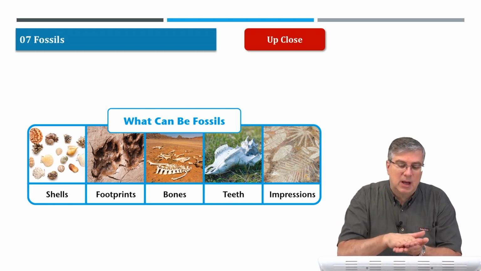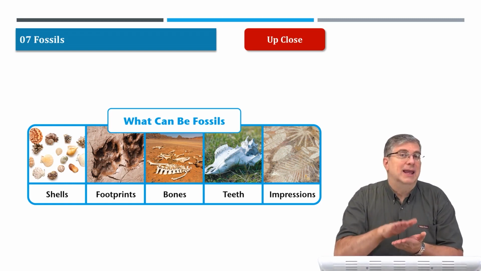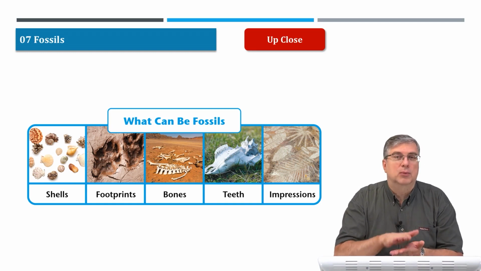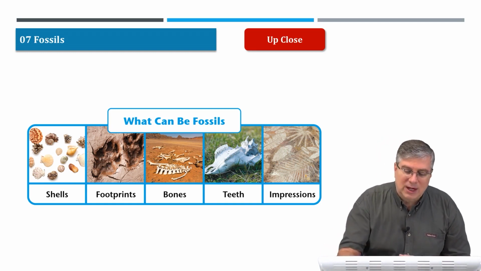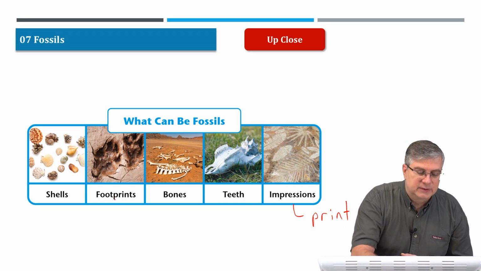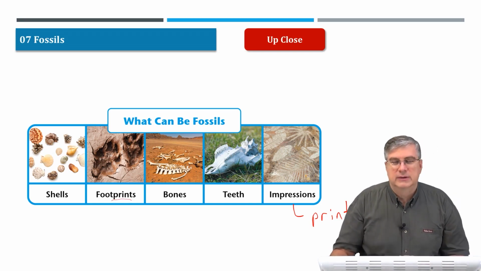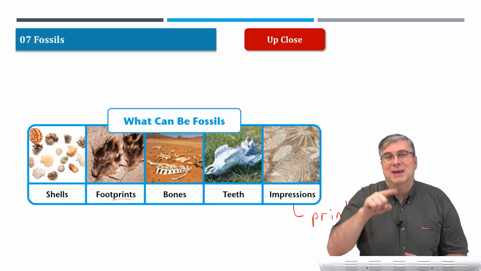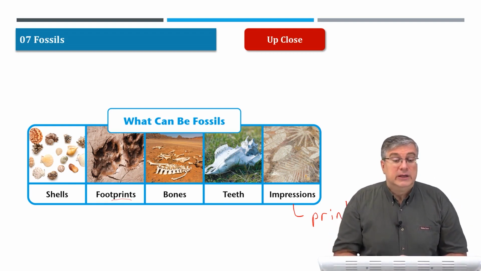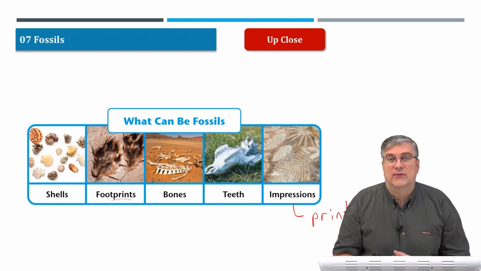Especially if something comes on top of the leaf and pushes it down into the mud, well, that can make an impression, what we call an impression. Impression is another word for print. And as we saw, prints, handprints, footprints, prints are just pushing into soft material to make an outline of something. So those are things that can become fossils.